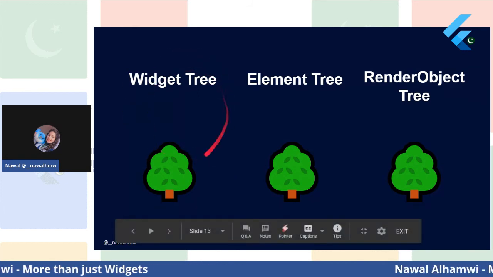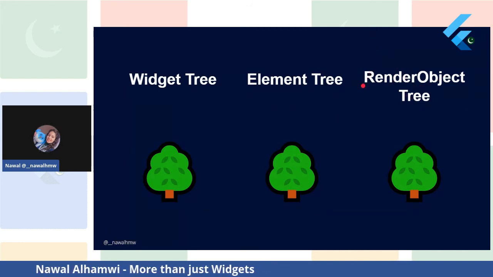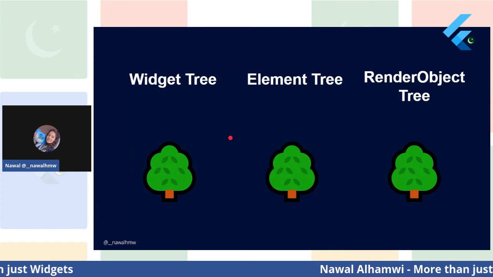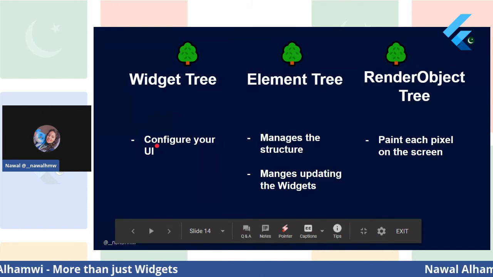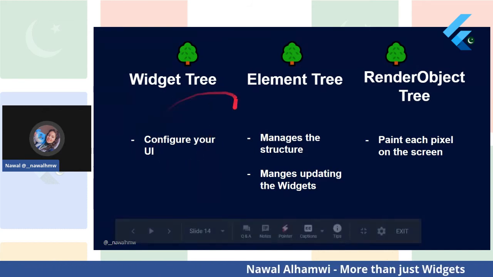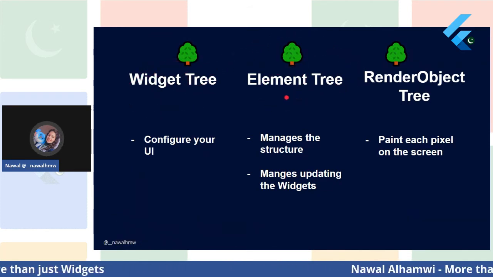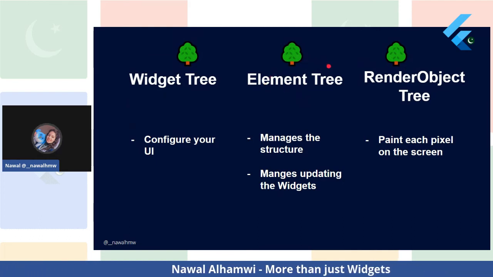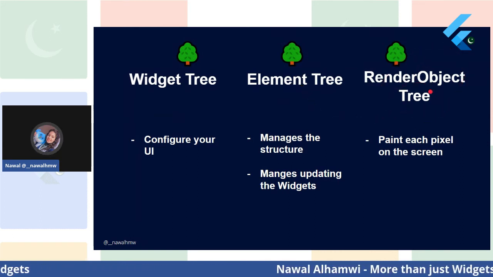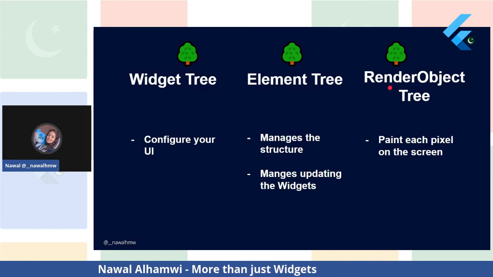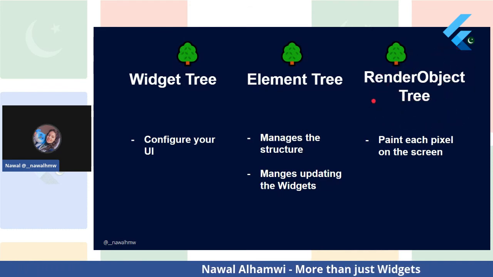So yeah, we have the widget tree, the element tree, and the render object tree. In summary, we have three main steps to create our Flutter applications. The first step is the configuration that occurs in the widget tree. The second step is the life cycle. So basically, we deal with the life cycle of a widget in the element tree. Lastly is painting those updated, immutable widgets on your screens.